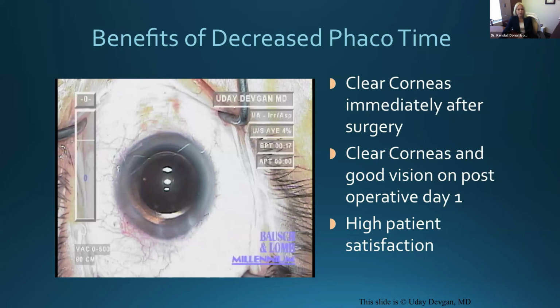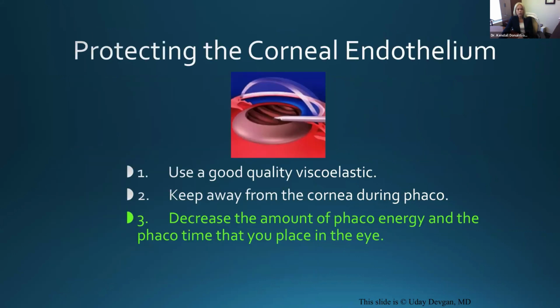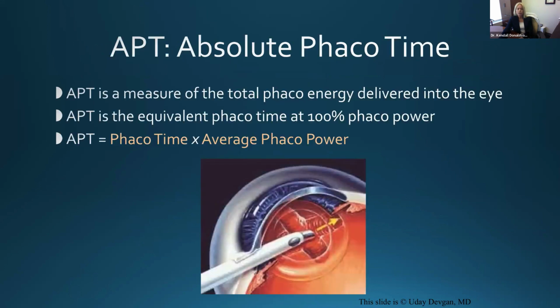So again, we want to keep our phaco time down as low as possible and protect the corneal endothelium. Lots of good quality viscoelastic is really key, and again, decreasing phaco time. So what are the components of absolute phaco time? We said we want to keep this as low as possible.